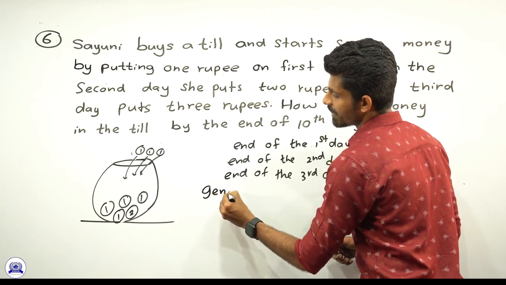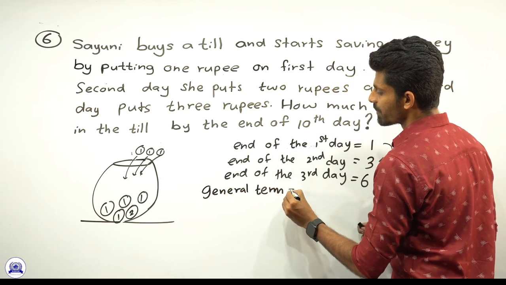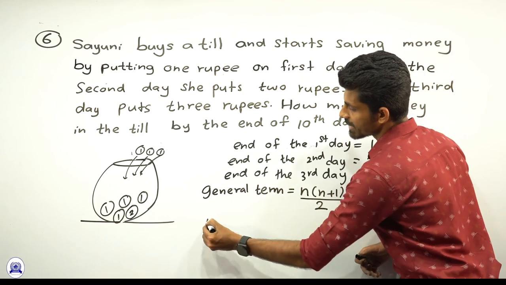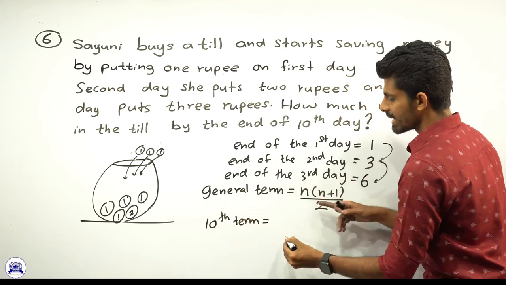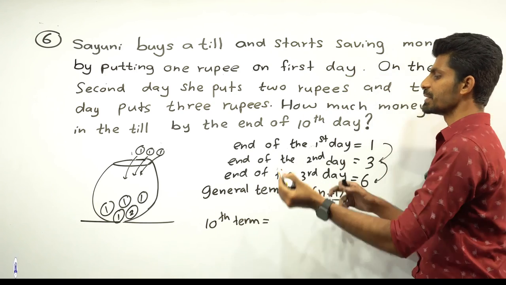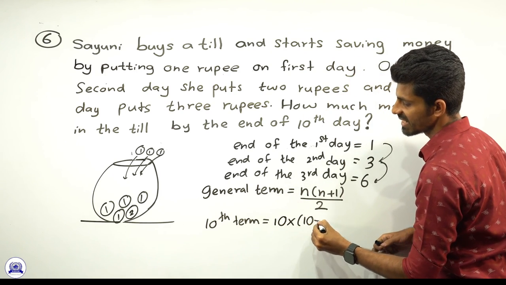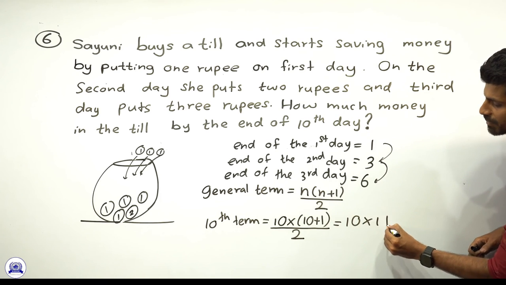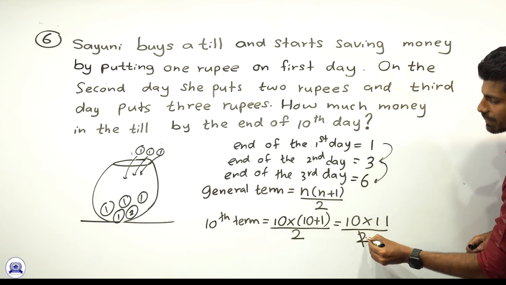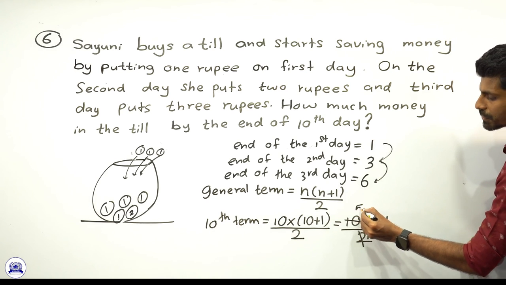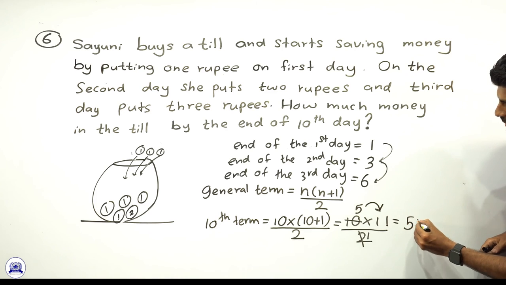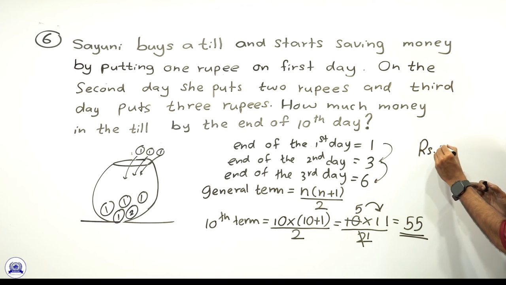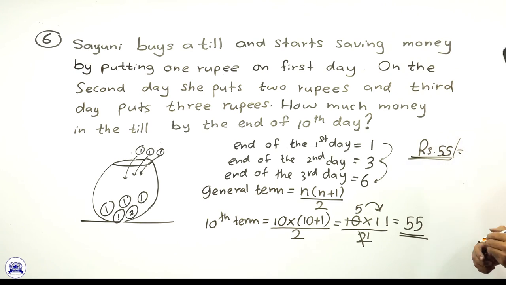What is the general term? The general term equals n times n plus 1, divided by 2. So you need to find out the 10th term. 10th term equals, instead of n, you can substitute 10. 10 into 10 plus 1, divided by 2. 10 into 11 divided by 2. 2 divided by 2 equals 1. 10 divided by 2 equals 5. 5 into 11, 55. So that means 55 rupees in the till.